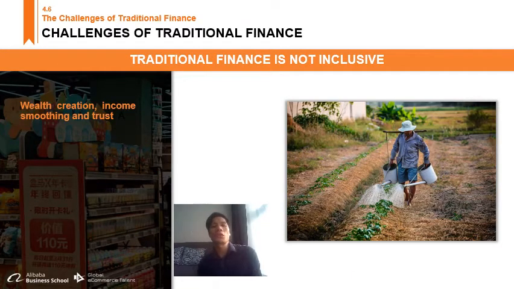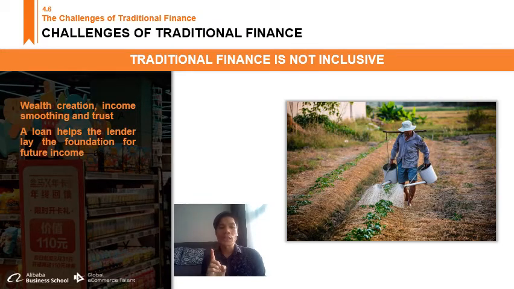So I'm going to go through with you that example about how traditional finance is not inclusive. Now, in its broader sense, basic financial services are about wealth creation, income smoothing, and trust. Income smoothing is the utilization of lending and saving to smooth out the times between a person or a business having money or not. So for example, if it is used for a student entering a university or a company startup phase, what we use is what we call a loan. Now this loan helps the borrower lay the foundation for future income. If the person wants to start up a business, learning to manage the repayment of the loan is also important.